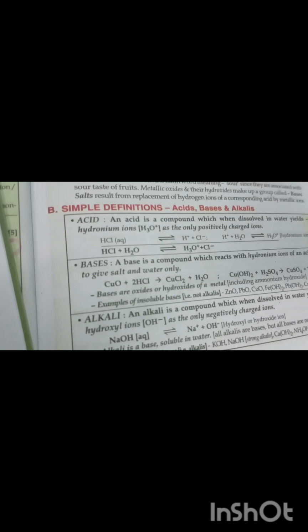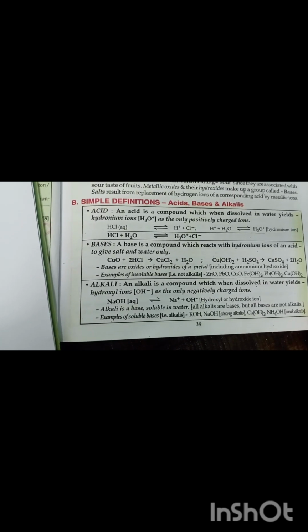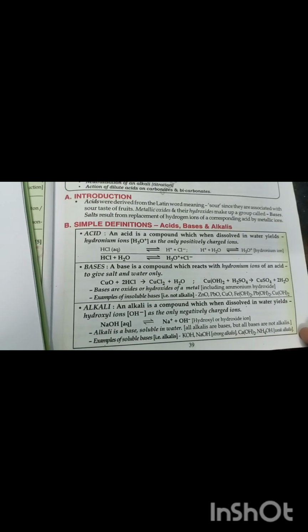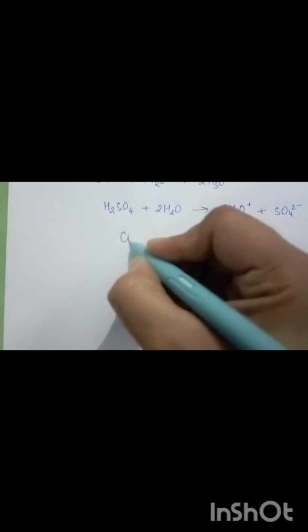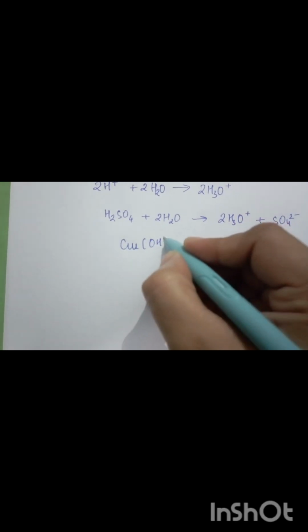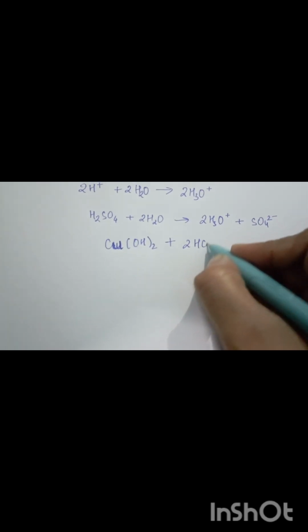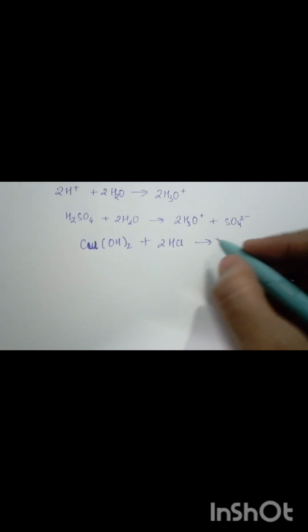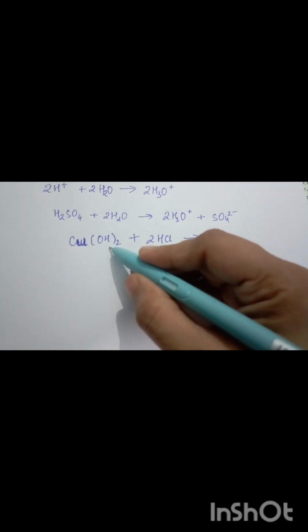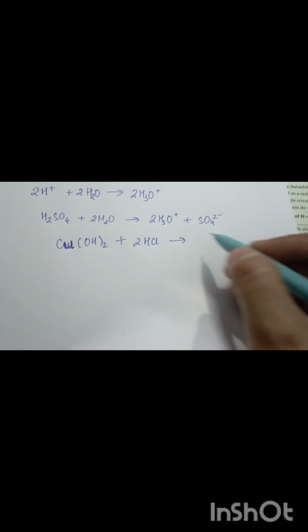Now next, bases. What is a base? A base is a compound which reacts with hydronium ions of an acid, है ना, to give salt and water only. So a base reacts with H plus ions of the acid and gives salt and water. For example, you have Cu(OH)2, that is copper hydroxide. Copper hydroxide is a base, and here I am taking HCl. HCl is the acid here, है ना. So now this H plus of the acid will react with OH minus ions of the base and get converted into water. Here a double decomposition reaction is taking place.